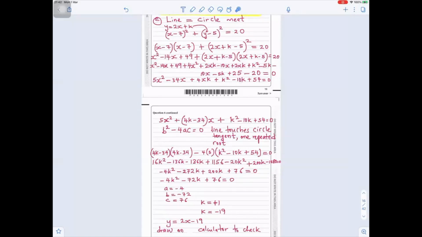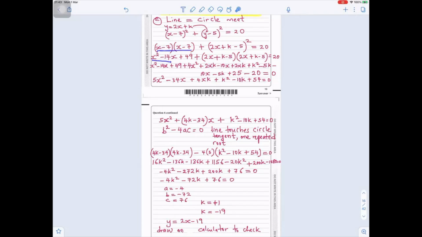For part C, we can do it in one of these ways. We have the line meets the circle. So we replace y with 2x plus k. It's a long process, replacing y with 2x plus k. So where we see y, we put 2x plus k. So we expand x minus 7 squared.